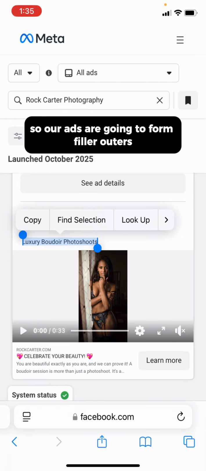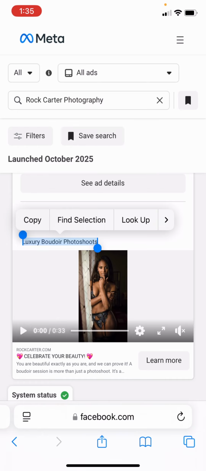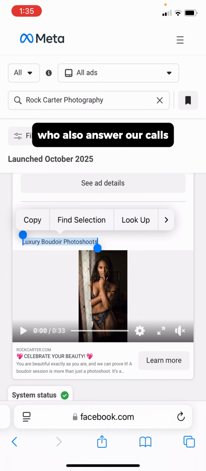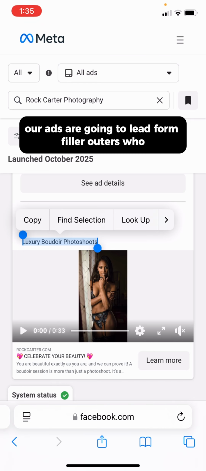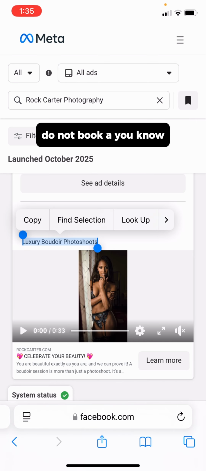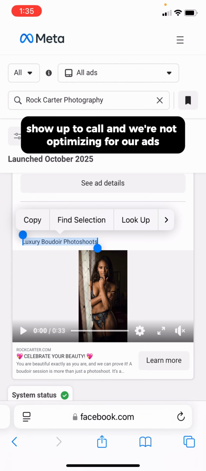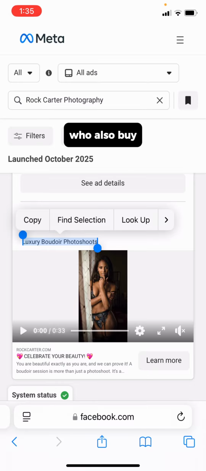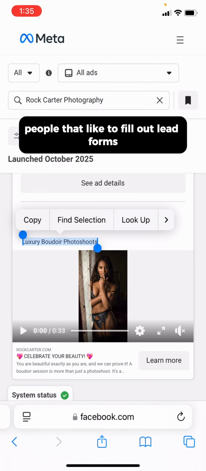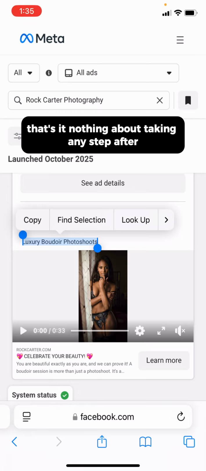So our ads are going to lead form fillers. Okay. The problem is our ads are not going to lead form fillers who also answer our calls, texts, and emails. Our ads are going to lead form fillers who may or may not book a call, show up to a call. And we're not optimizing for our ads to go to lead form fillers who also buy. We're just going to the lead form fillers, people that like to fill out lead forms. That's it. Nothing about taking any step after.